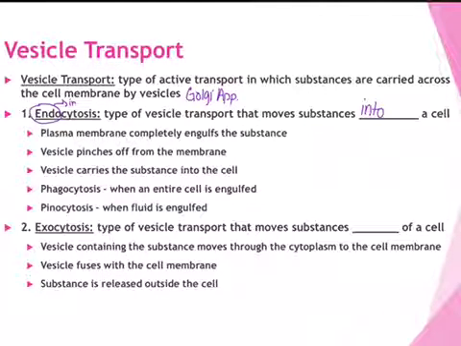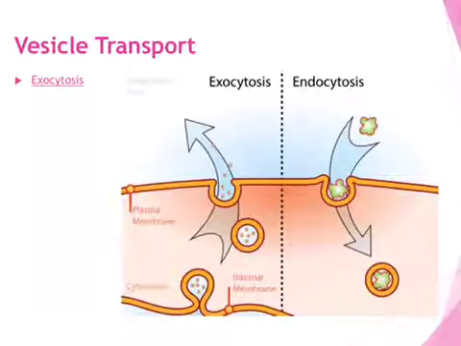We can have a couple different situations. One would be called phagocytosis, and that's when an entire cell gets engulfed. It pretty much eats itself. And then pinocytosis is when fluid is put into the vesicle. Exocytosis then, exo means to exit or out, is a type of vesicle transport that moves substances out of the cell. The vesicle containing the substance moves through the cytoplasm until it reaches the cell membrane. The vesicle will then fuse with the cell membrane and the substance is released outside of the cell.